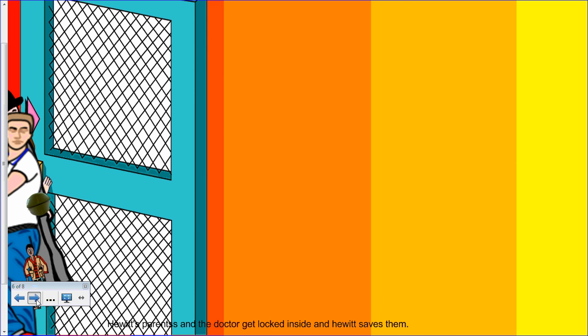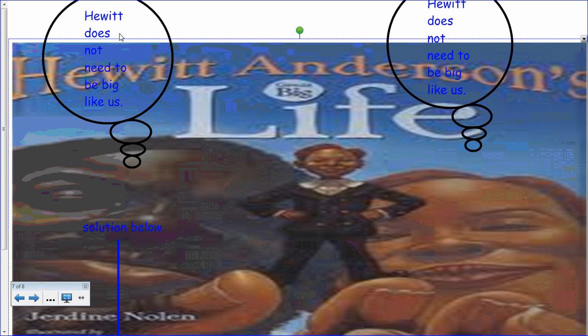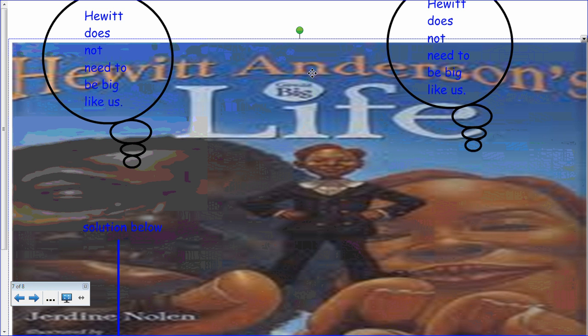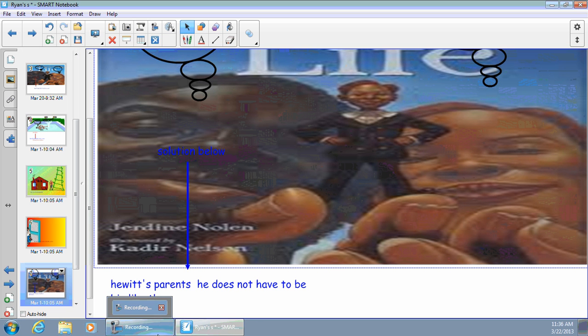And, alright, last slide. Hugh does not need to be like us, that is the solution. His parents realize he does not have to be big like them. Hugh does not need to be big like us. Any size is good. Any size is best. And that is my video.